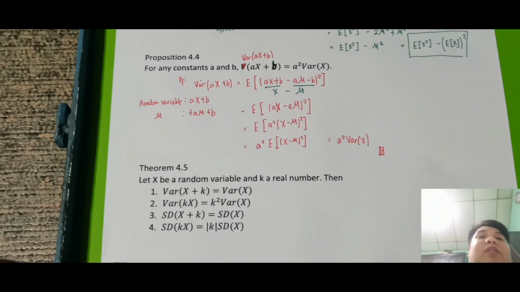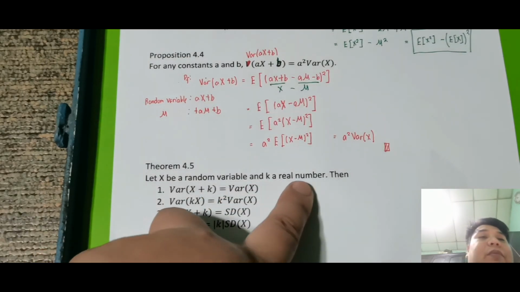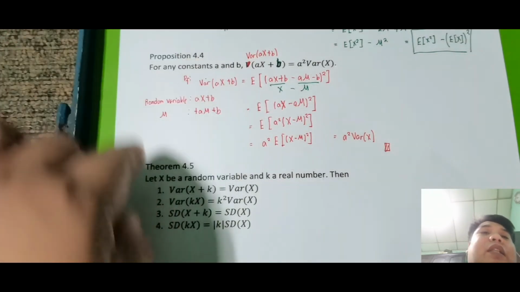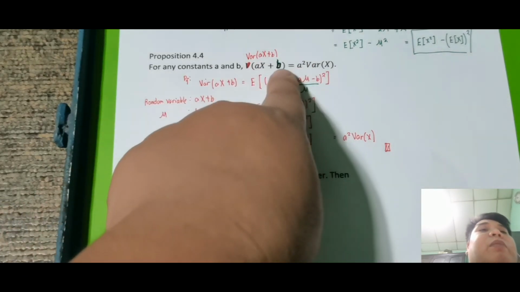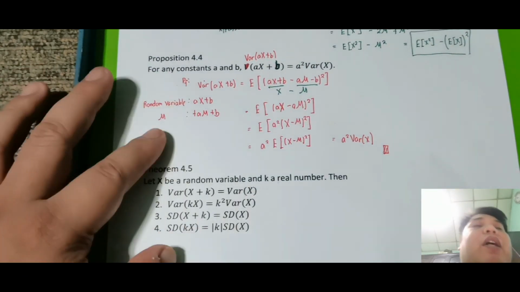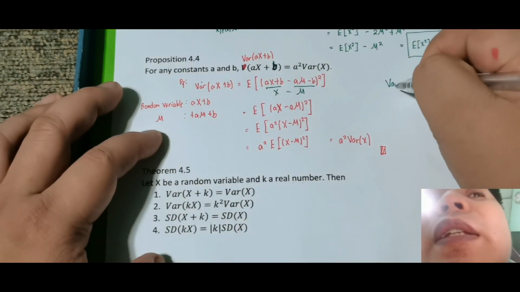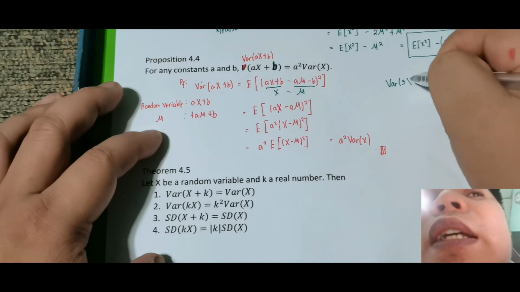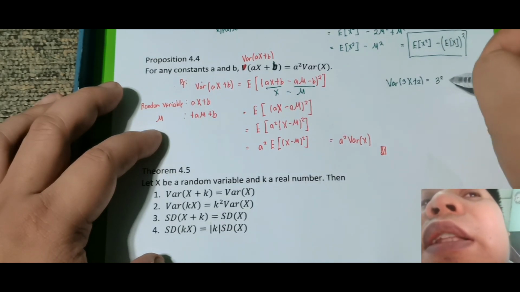And lastly, we have the theorem 4.5. Let X be a random variable and k is a real number. Then, ito nga rin yung galing din dyan, the variance of X plus k, nawawala lang yung constant. So, kung napansin mo, pag may plus constant dyan, nawawala lang siya. For example, meron akong variance ng 3X plus 2. Ang kakalabasan lang neto is 3 square, tapos variance of X.